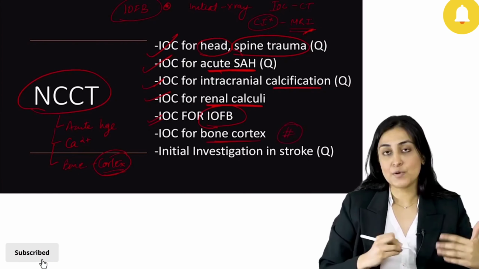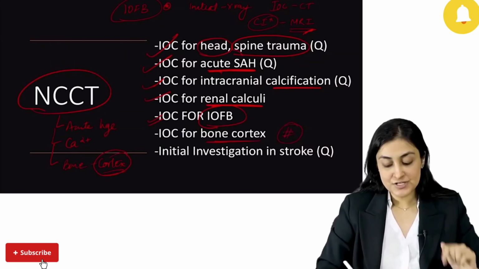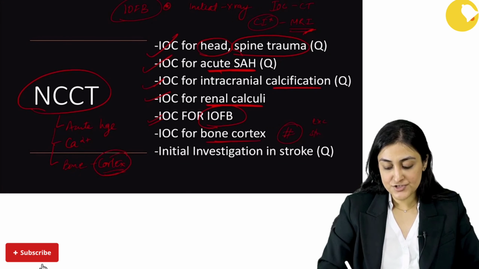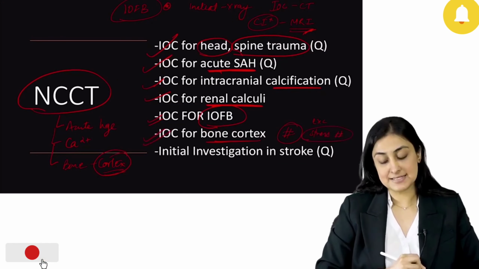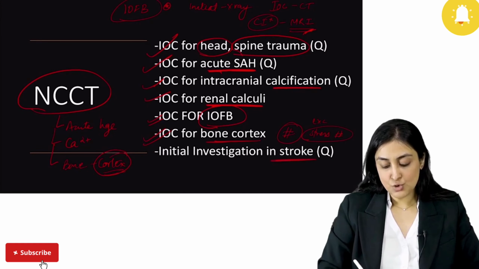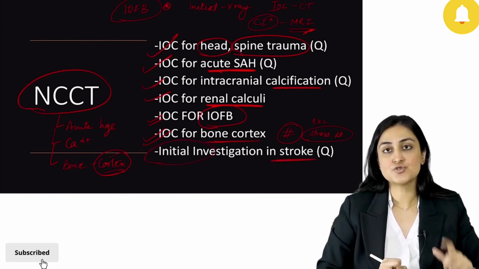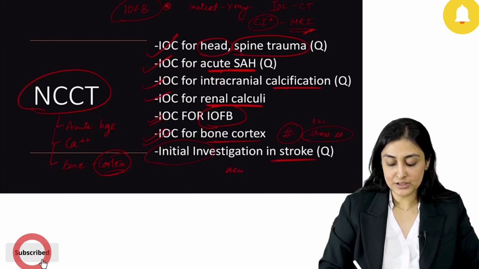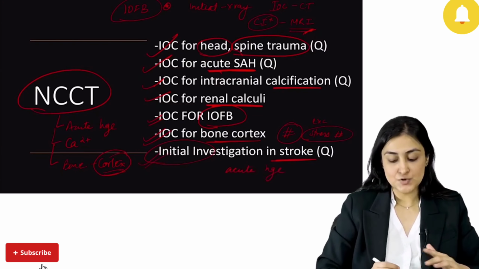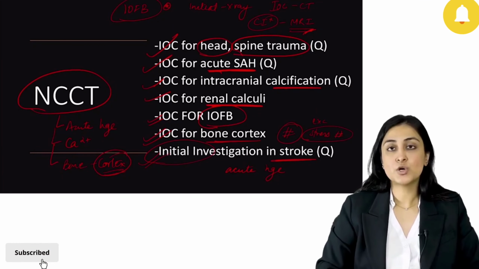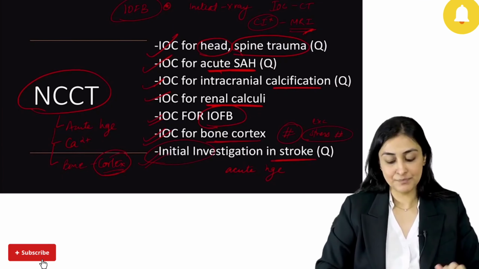Going ahead, I want to see cortex, I want to see fractures, except for stress fractures, which will be best diagnosed on MR. Everywhere else, NCCT. Anytime I want to look at stroke, the initial investigation in stroke, the first thing when we want to rule out a hemorrhagic stroke, the answer will be NCCT again. So this is the order, a very, very important thumb rule for NCCT.